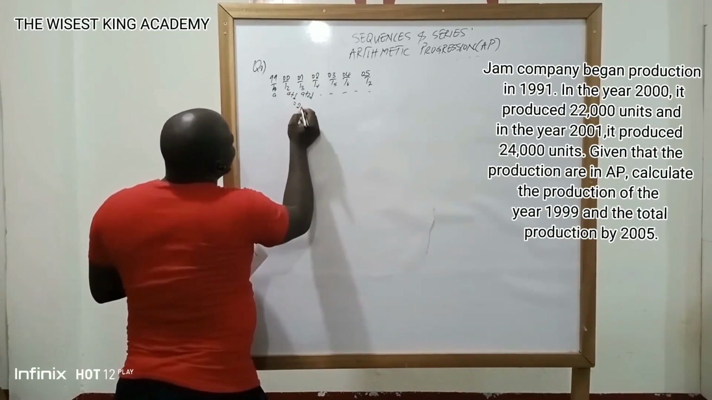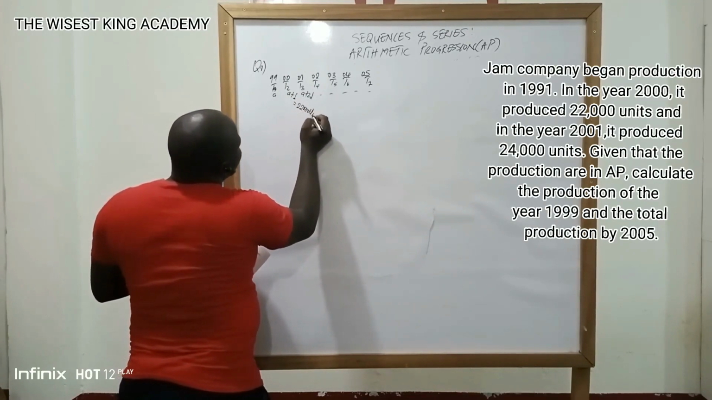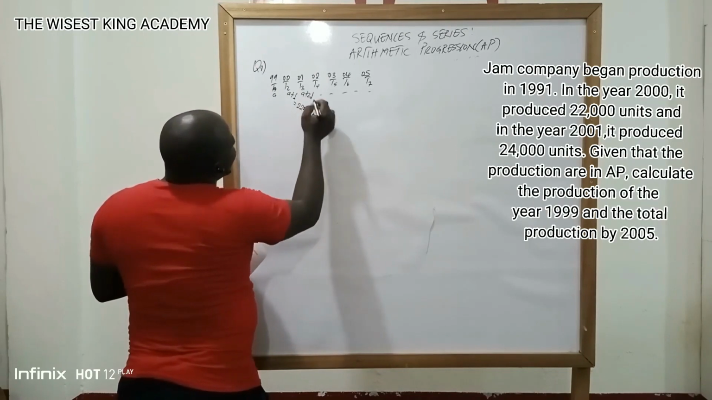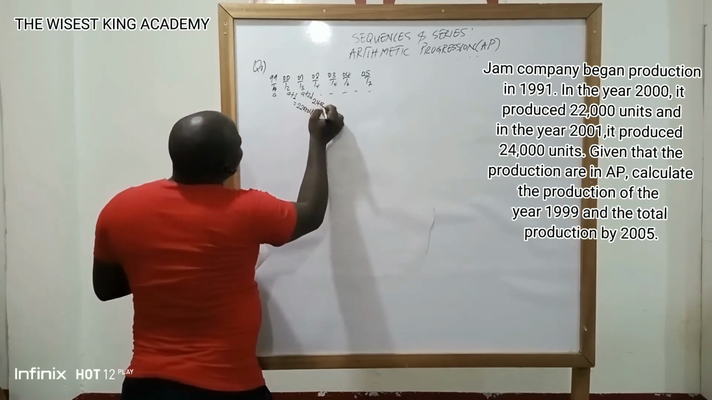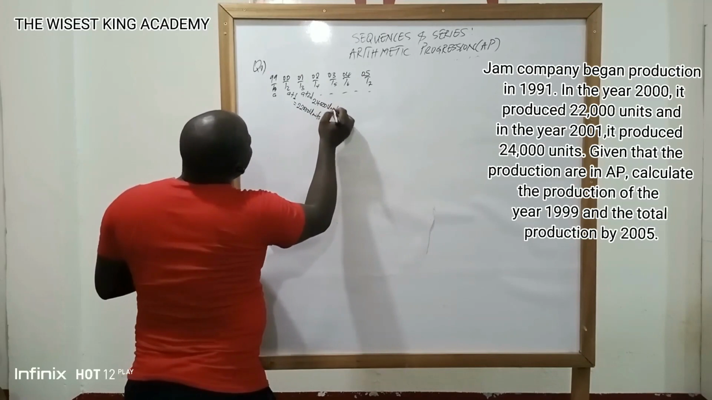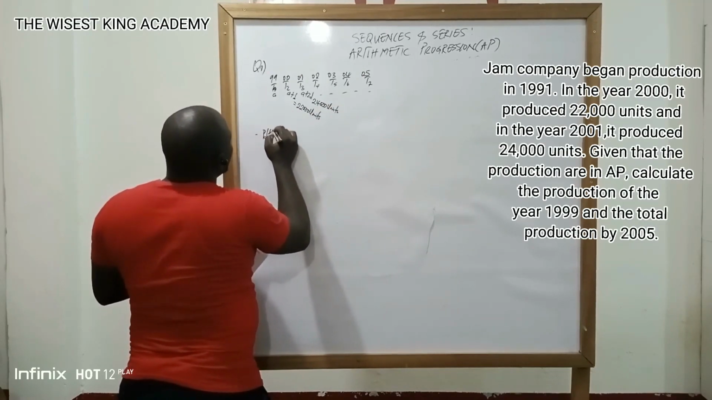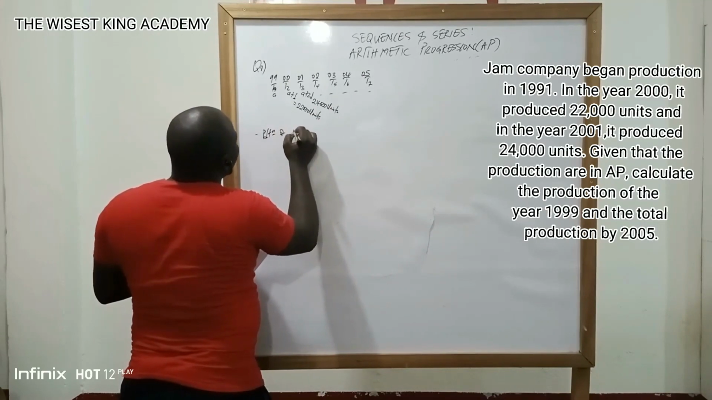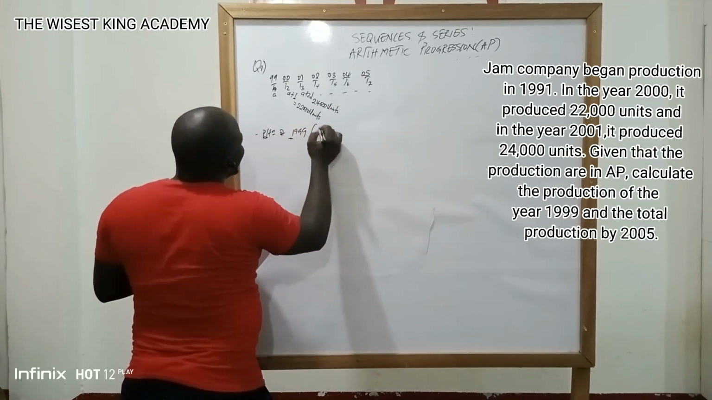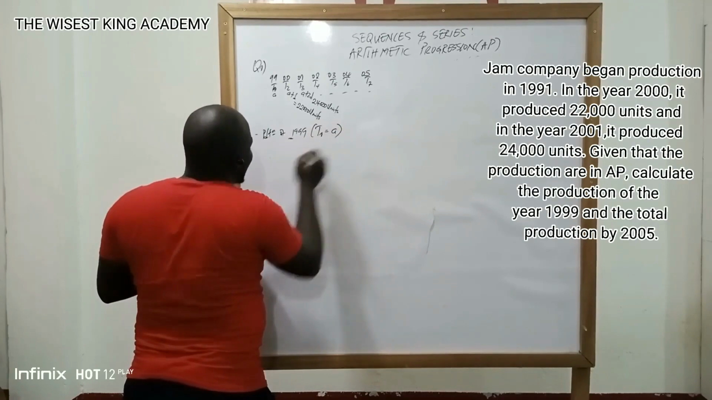Now they have given us the production for the year 2000, it produced 22,000 units. And in the year 2001, it produced 24,000 units. And we have been asked to calculate the production of 1999, which is actually T1, which is actually A.